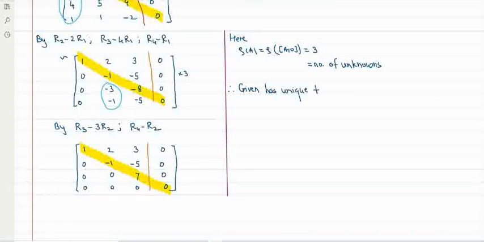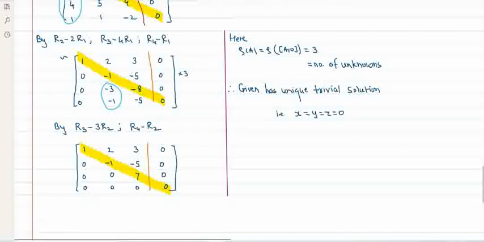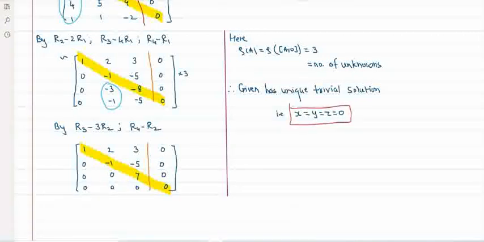Unique, one more word you have to use here. If it is unique, then it is a trivial solution. Unique trivial solution. That means x is equal to y is equal to z is equal to 0. So it is not necessary to solve manually.